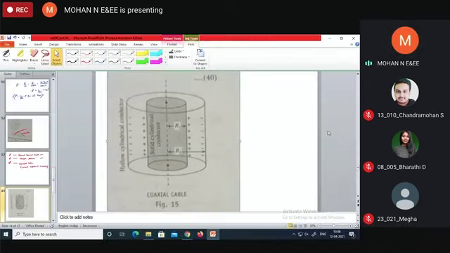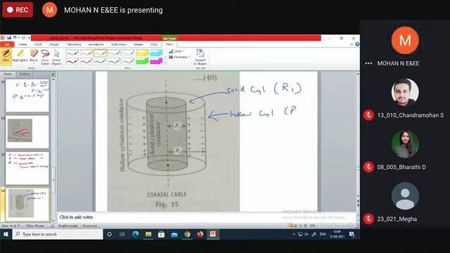So this is what we have got now. There are two cylinders. One is a hollow cylinder which is housing one solid cylinder. This is the solid cylinder I'm talking about, whose radius is R1, and this is a hollow cylinder whose radius is R2, which is housing the solid cylinder.